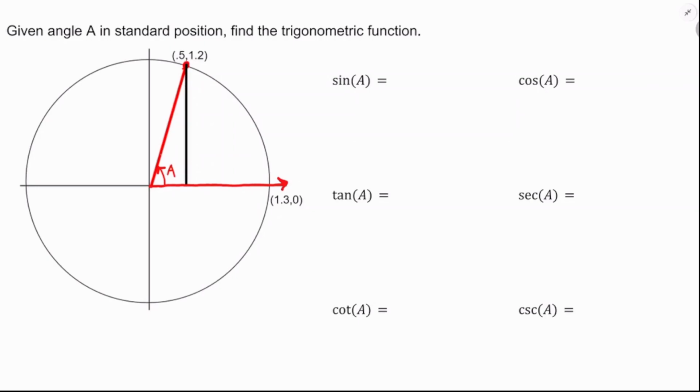And then, okay, so now I've got myself a right triangle. And if the coordinates of that top point are 0.5 and 1.2, I know that x has gone to the right by 0.5 and y has gone up 1.2. So those are the side lengths. And then that other red line here, that's also a radius, so that's going to have length 1.3. And this is just a 5, 12, 13 triangle, divided by 10.